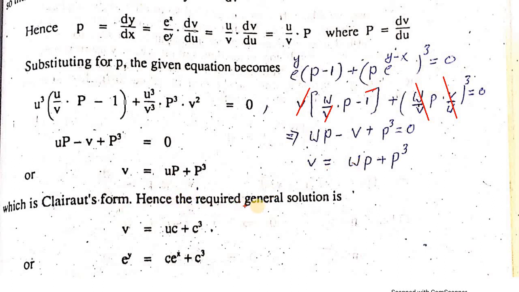Hence the required general solution is v equals u c plus c cubed, replacing p by c. This is the general solution. Now putting the original values, v is equal to e power y and u is equal to e power x. So this is the general solution for the given differential equation, which was converted to the Clairaut's form by using some substitution.